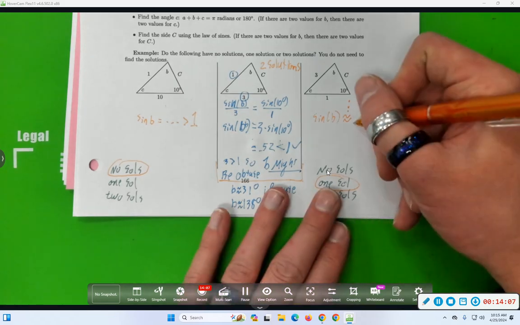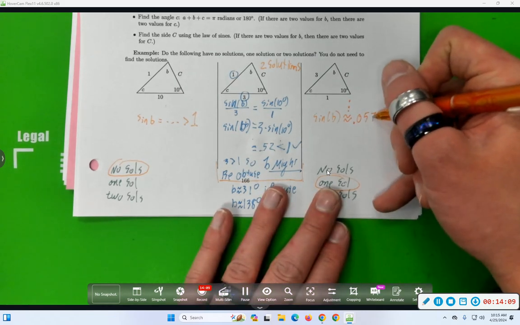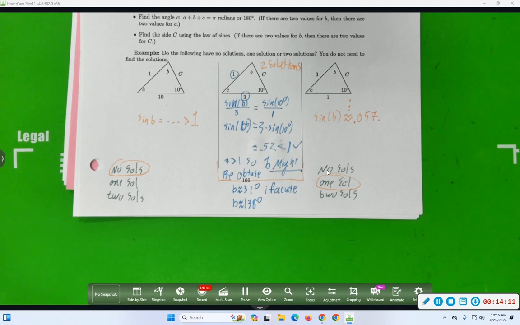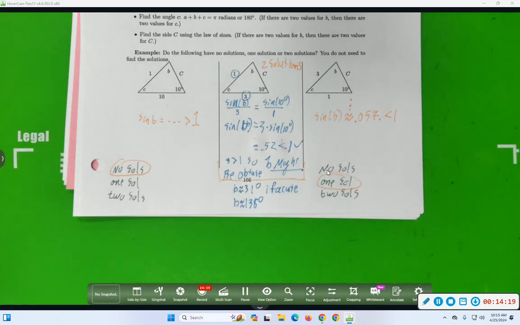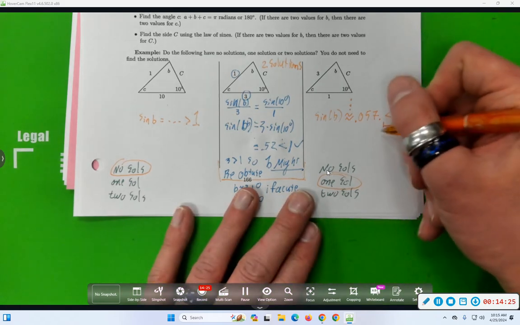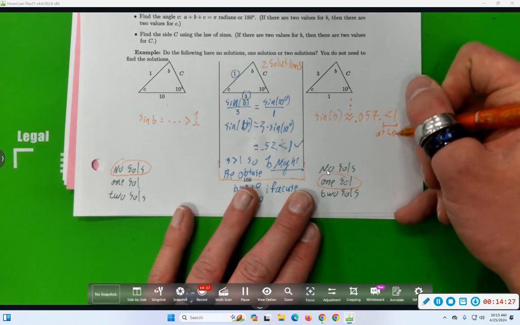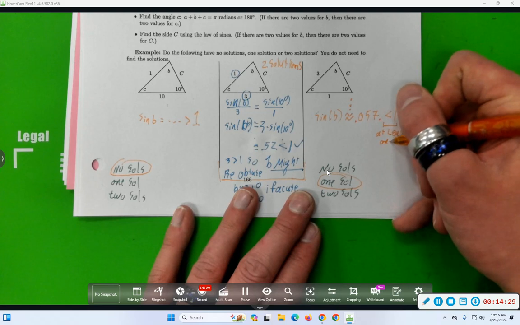0.057. Does that agree with someone else? Okay, nice. Is that bigger than 1? All right, so that means that there will be at least one solution. Because of this, there will be at least one solution.